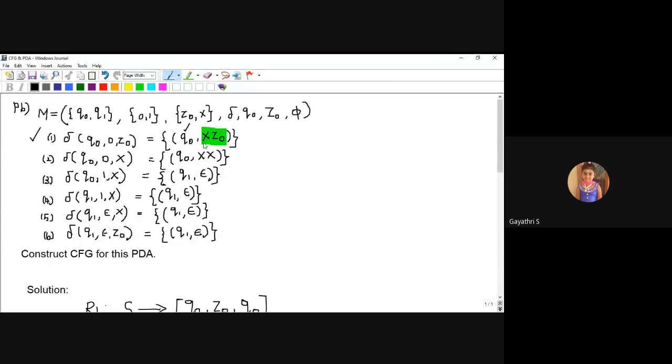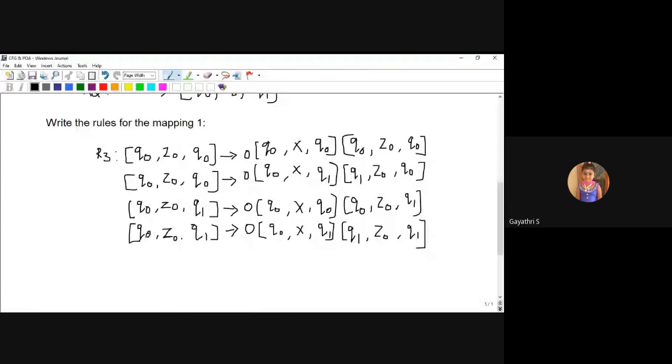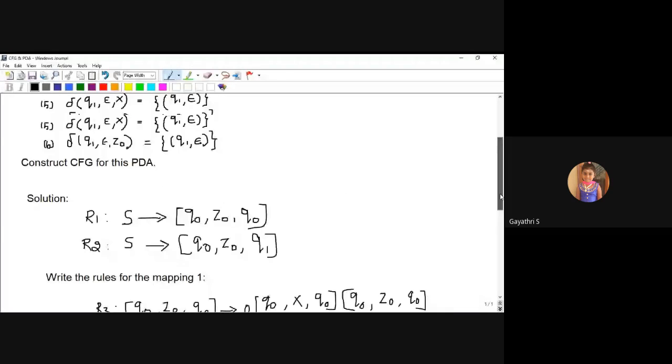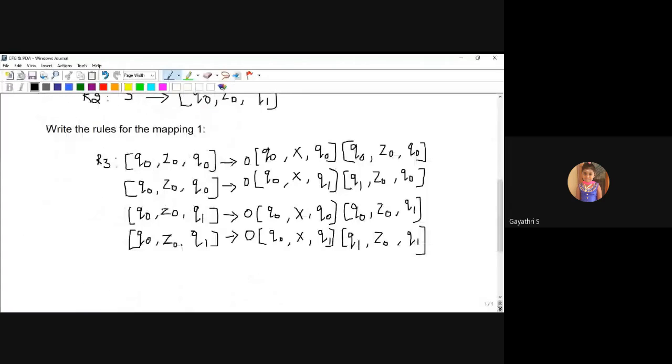Okay, so q naught, 0, z naught, which is equal to q naught x z naught. On the left hand side, all the productions start with q naught, and the third element comes as the second element. Here the third element is the number of states, which is only equal to 2. So q naught, q naught, q1, q1. That is the way you have to include it.